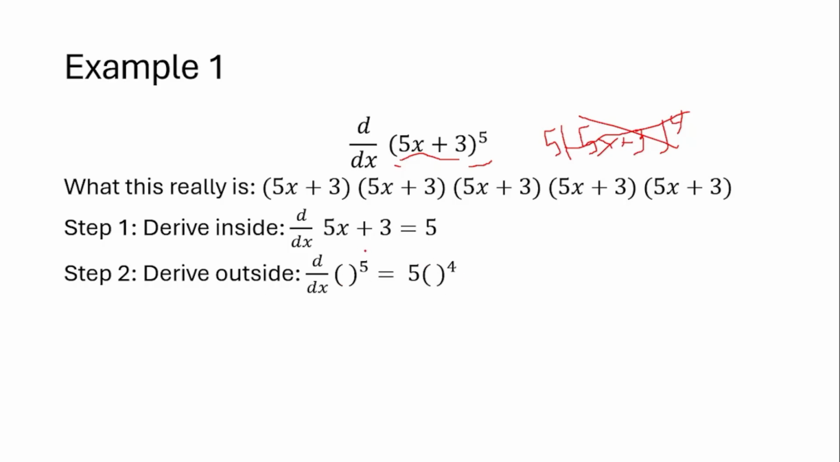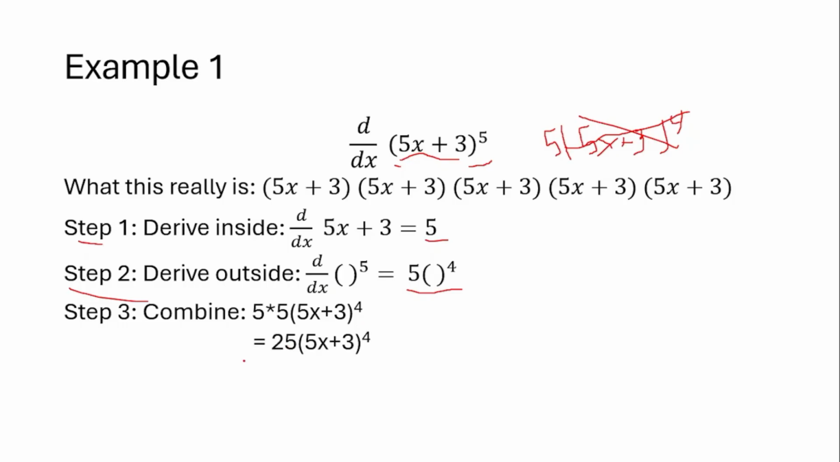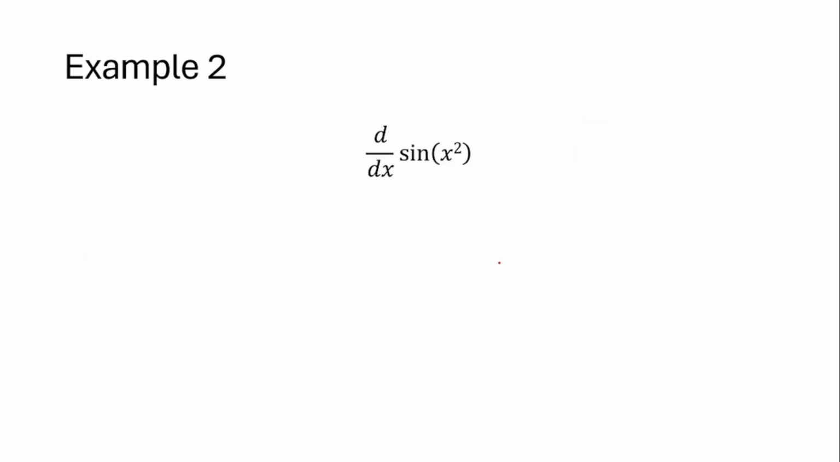Then for the third step in the process, we'll be combining step 1 and step 2 and multiplying them together. So we have the 5 here, multiplying times the original function inside. So 5 times 5 times 5x plus 3 raised to the fourth power. And this will get us a final solution of 25 times 5x plus 3 raised to the fourth power. So this is a bit of a simple problem, but a good intro into the subject of the chain rule.